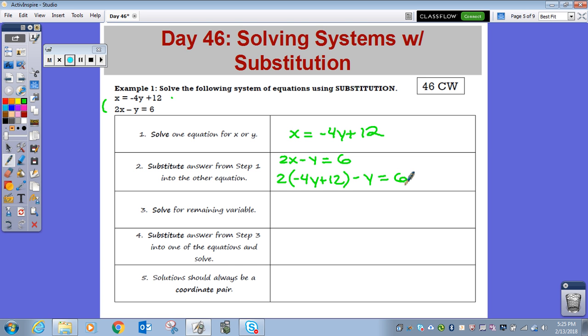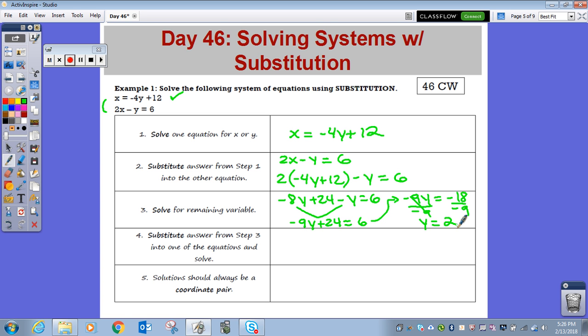Now we're just going to solve for y. We've already solved for x, that's done for us up in step 1. Now we solve for y. I'm going to distribute, and I get negative 8y plus 24, and then minus y equals 6. I combine like terms: negative 8y minus y gives me negative 9y plus 24 equals 6. I subtract 24 from both sides and I'm left with negative 9y equals negative 18. Finally, divide by negative 9, and I now have y equals 2. So I have figured out what y is.